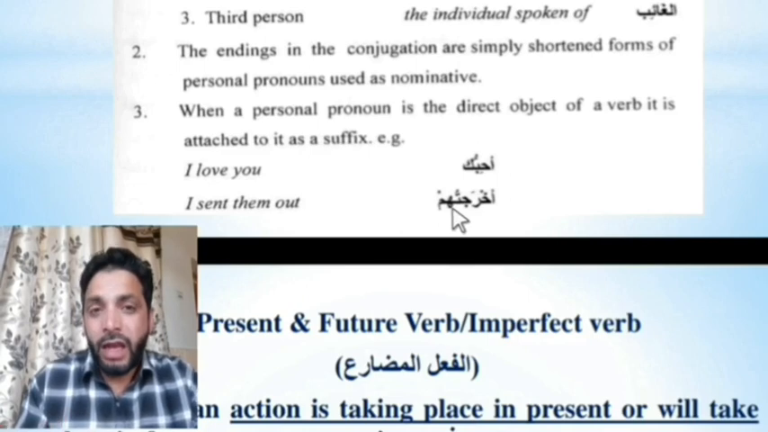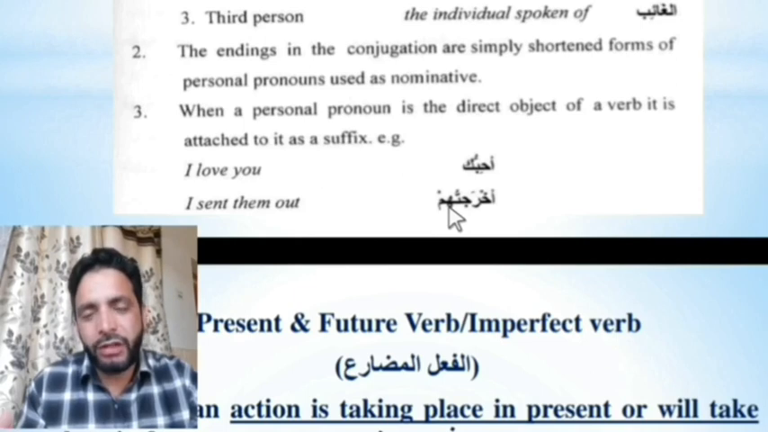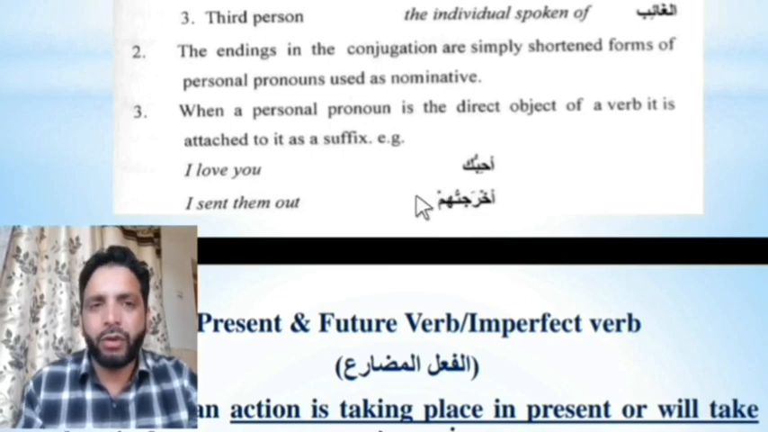But when we use an attached pronoun in the accusative case, or maf'ul bihi, with a verb, then the shape will be just as the shape when used with nouns. أخرجتهم. See, tu is the mutakallim zamir, and hum is the plural zamir, personal pronoun.